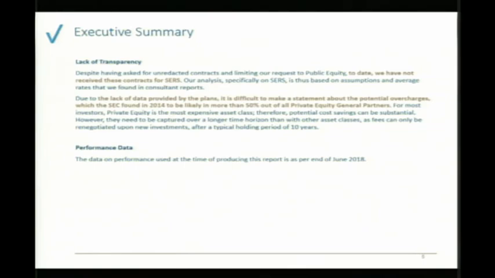Maybe to mention, on SURS we did not receive unredacted contracts, meaning that we didn't really see the terms that are signed. The terms that we have taken for our analysis are from a consultant report of SURS, but they represent average fees paid and not necessarily the actual terms signed. So it's difficult for us to say whether those terms would include performance fees or carried interest or whatsoever, simply because we don't have the access to that.